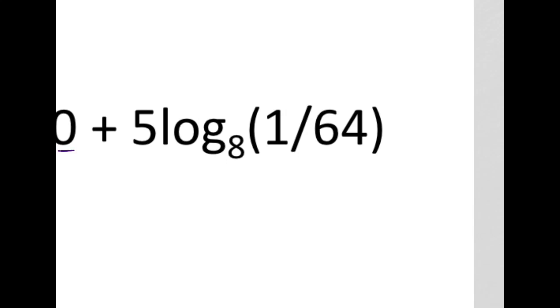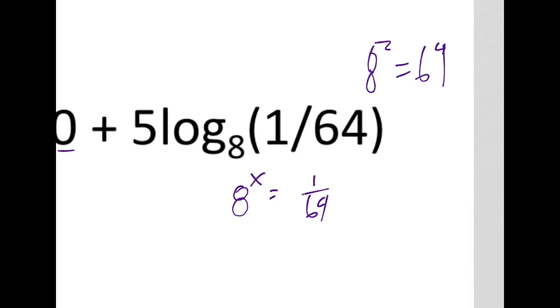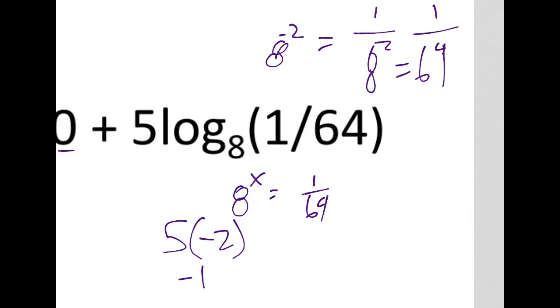And then this messy bit right here, but notice what we have. We have 8 to some power equals 1 over 64. Well, I know that 8 squared is 64. Whoa, that's how I meant to write that. And so then if you did 1 over 8 squared, you would get 1 over 64. And 1 over 8 squared is 8 to the power of negative 2. So really here what I have is 5 times negative 2, which is negative 10.